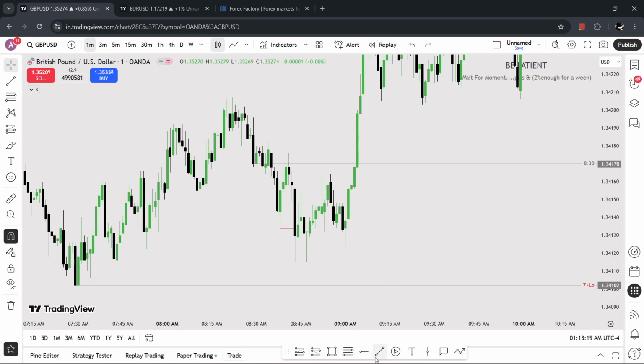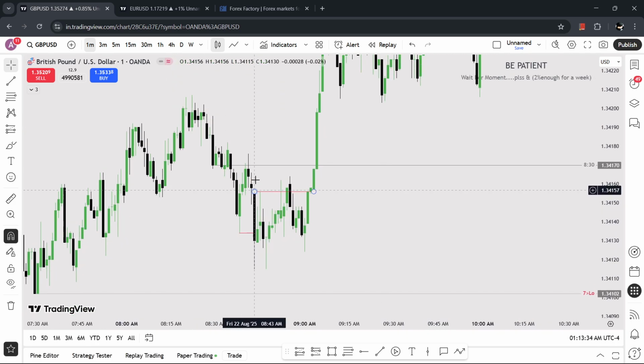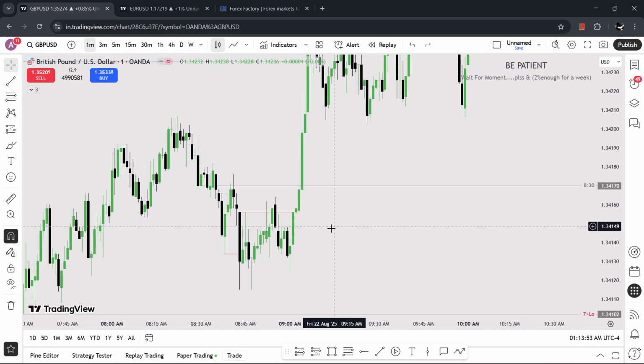I was waiting for a proper closing candle above this order block. I just want a single candle to close above this particular candle. If that had happened, I would have taken an entry from this order block. It may stop somewhere around here or something like that. But this was also fine.